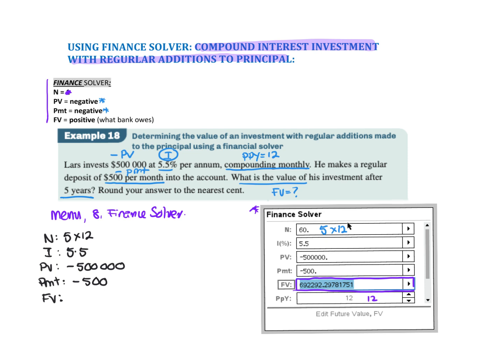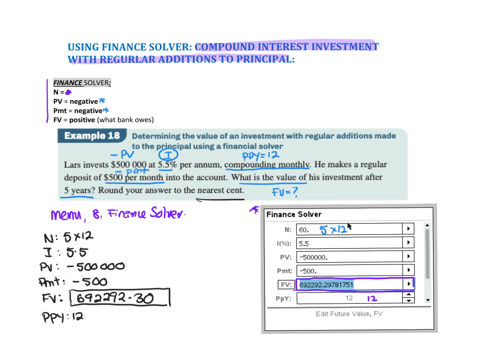And PPY equals 12. What I often do is put a box there and then write my answer. This one, they said to the nearest cent, which makes sense because we're talking about money. So this one would be 0.30. To the nearest cent, 0.30.